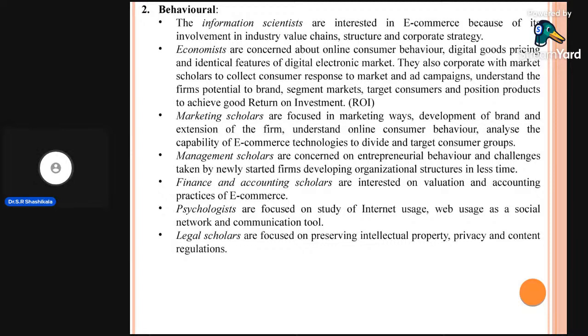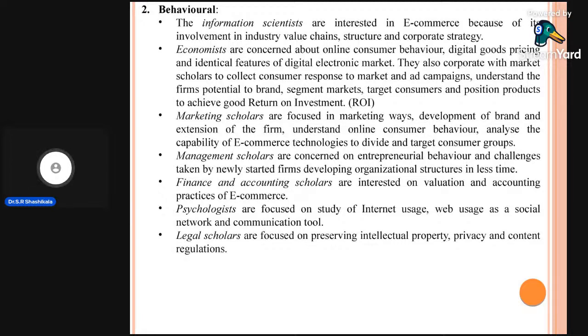Here they try to understand digital goods, their pricing, their features, and how the electronic market is going to respond. Then making advertisement campaigns, and which firms have potential brands, segment markets, target markets, and how they are going to get their return on investment. All such things will be analyzed by the people concerned with the study of economics. Then there are marketing scholars. They focus on ways of marketing, development of their brand, expansion of their firms, understanding online consumer behavior, and analyzing the capabilities of e-commerce technologies in dividing and reaching their target markets.